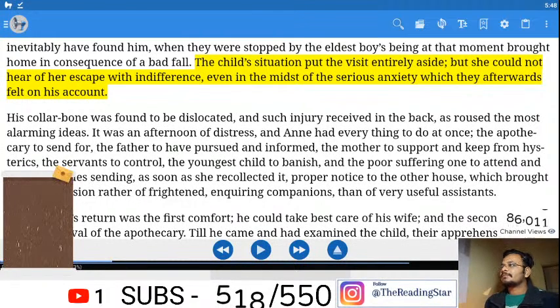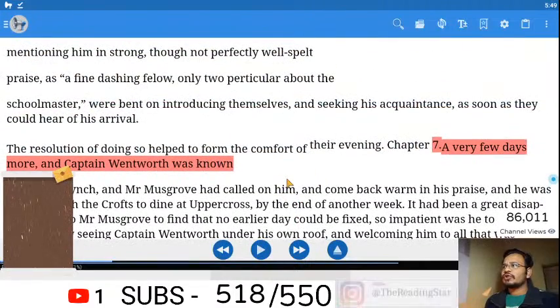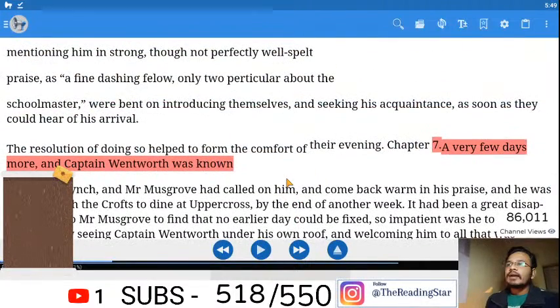So, hello people. Today, I have started a new sort of series, as you can understand. In this particular series, I will be reading Jane Austen's Persuasion. I am reading it for my course that I have joined on an NPTEL portal.